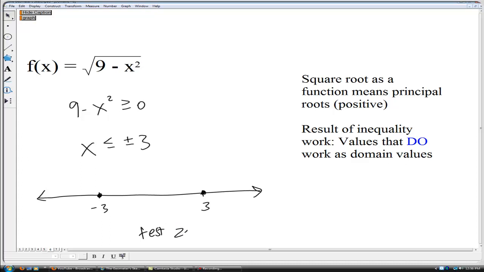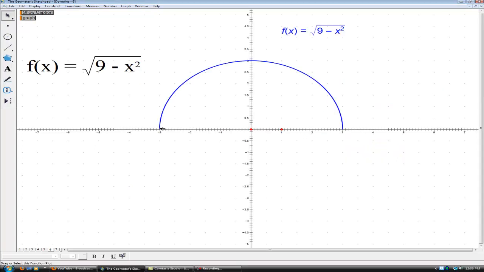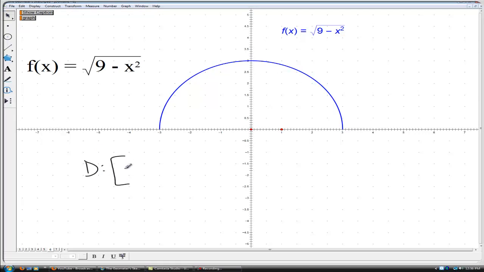My advice is to test 0. And what happens when we put 0 in for x? We get 9 minus 0, which does work. So these, and here's the graph of our function. From -3 to positive 3, and all the values in between, do produce defined outputs. So in this problem, our domain is from -3 to 3 inclusive.